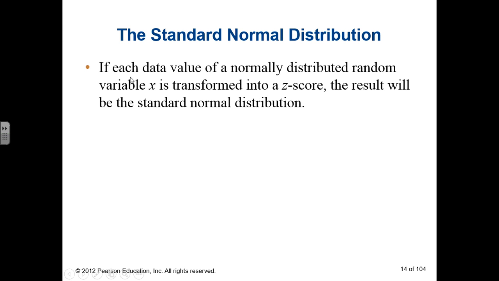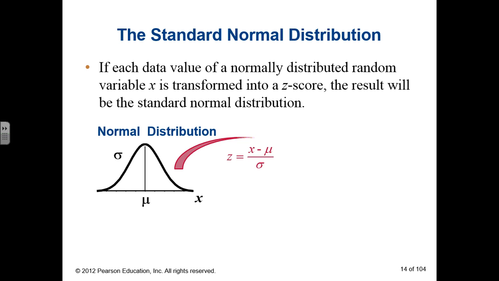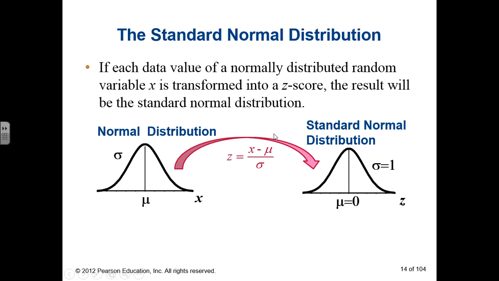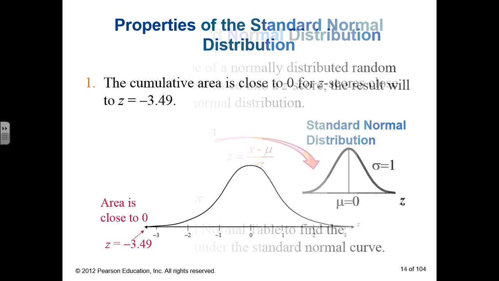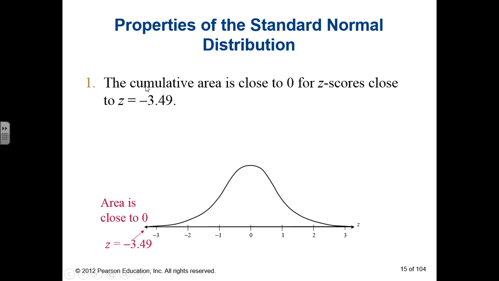So we can now take any random variable x and transform it into a z-score, and then we can use the standard normal distribution to find area under the curve, which we'll see later is equivalent to finding the probability. So we start with the normal distribution, we standardize the score, and then we'll be in the standard normal distribution. And we have a table in your book known as the standard normal table, which we will be using to find these cumulative areas, which are equivalent to probabilities.